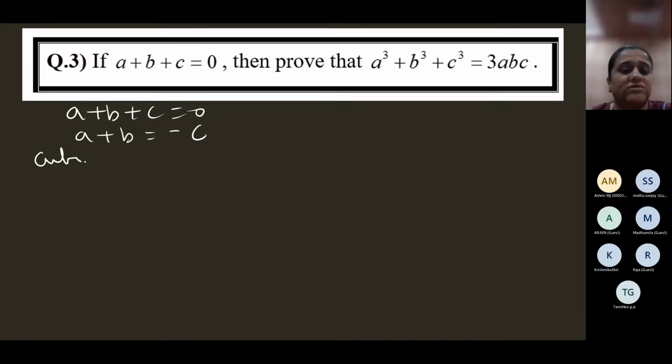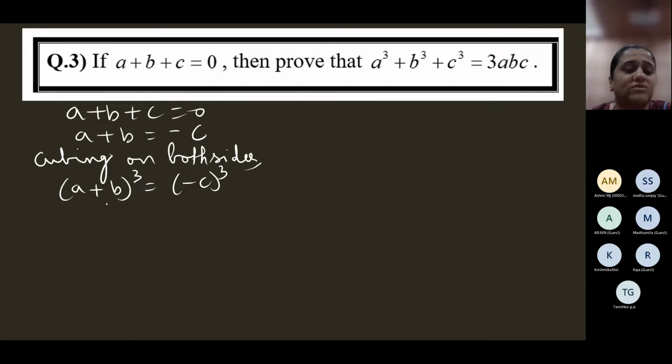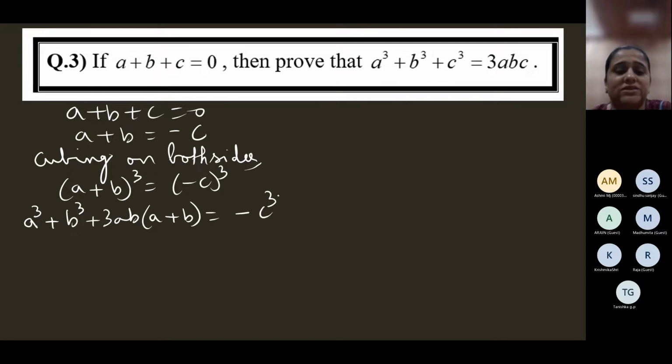Now cubing on both the sides. What do we get? A plus B, the whole cube, is equal to minus C, the whole cube. Now what is A plus B the whole cube? A cubed plus B cubed plus 3AB into A plus B is equal to minus C cubed. Because minus C the whole cubed is minus C into minus C into minus C, so that minus sign will remain: minus C cubed.